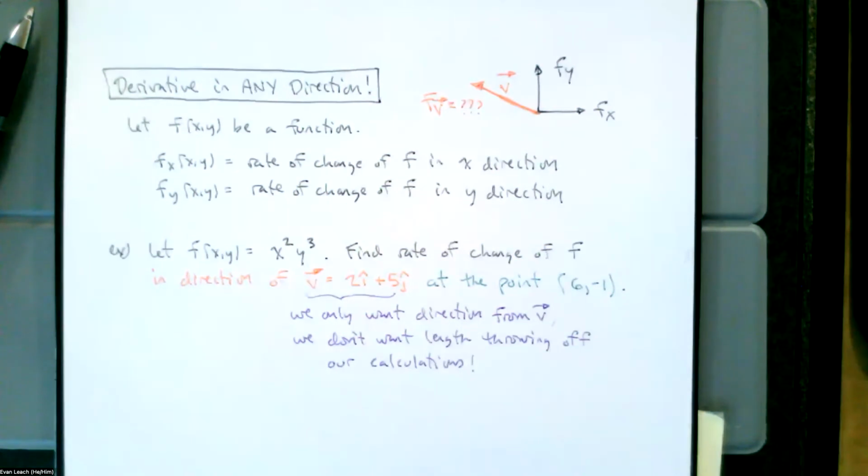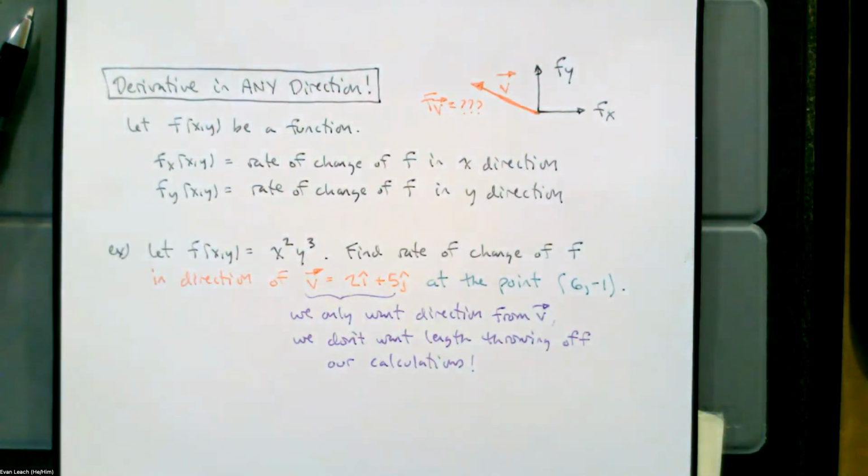I only care about the direction from B. I don't care about how long B is, and the length might start coming into things. The length might start making itself a part of this process, and I don't want that. I only want the direction. I don't want due north at 80 miles per hour. I just want the due north part. So what we're going to want is a unit vector in the direction of B.